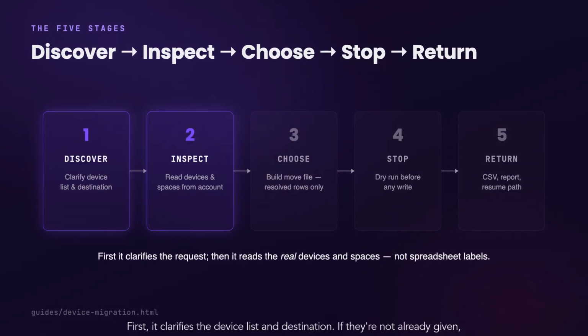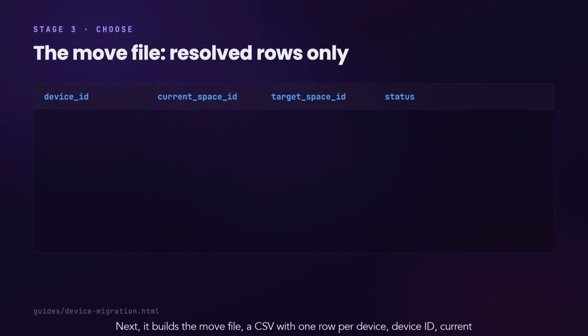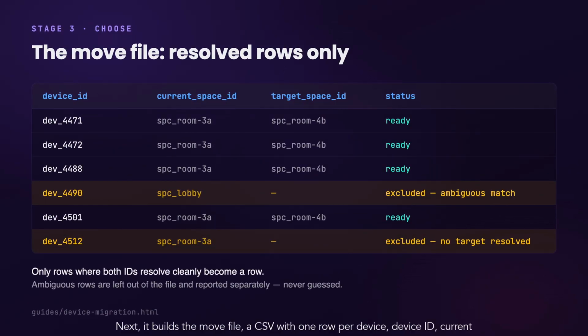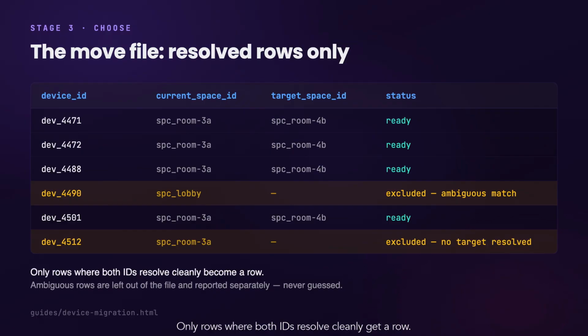First, it clarifies the device list and destination if they're not already given. Then it looks up the actual devices and target spaces in your account, not whatever labels you used in the spreadsheet. Next, it builds the move file, a CSV with 1 row per device: device ID, current space, target space ID. Only rows where both IDs resolve cleanly get a row. Anything ambiguous, duplicate names, a missing target, multiple matches, gets left out and reported separately, instead of guessed at.